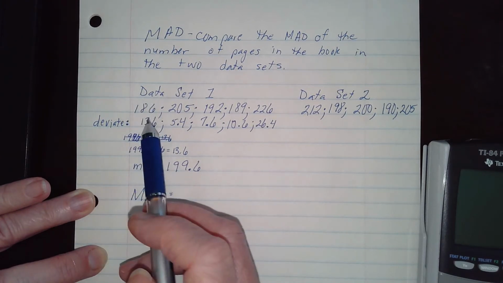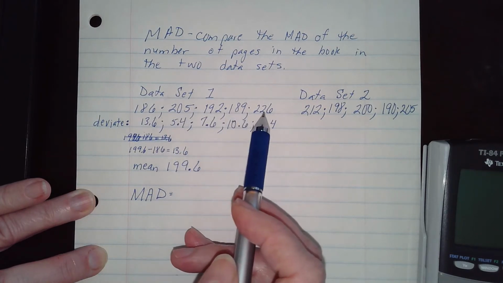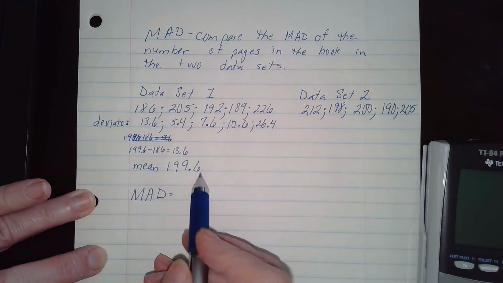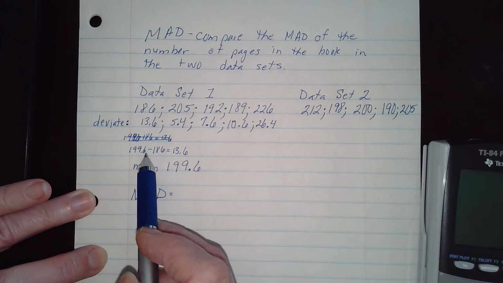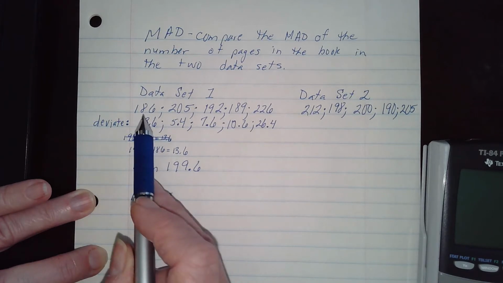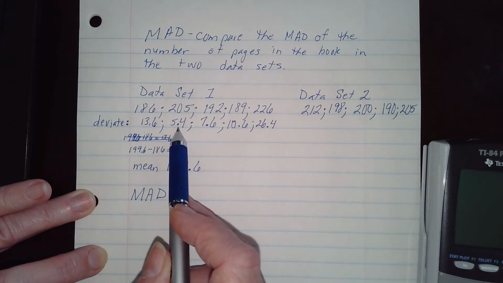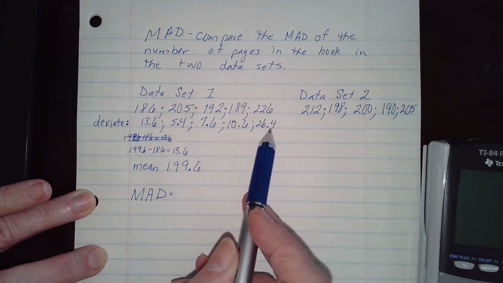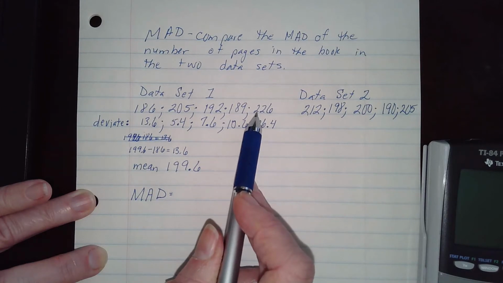The values are 186, 205, 192, 189, and 226. They have a mean of 199 and 6/10, and then I calculated the deviations. 199 and 6/10 minus 186 gave me a deviation of 13 and 6/10. 205 minus 199.6 is 5.4, and so on. So we've got deviations then of 7.6, 10.6, and 26.4. This is a large deviation. This number's quite a bit bigger than some of the other numbers.